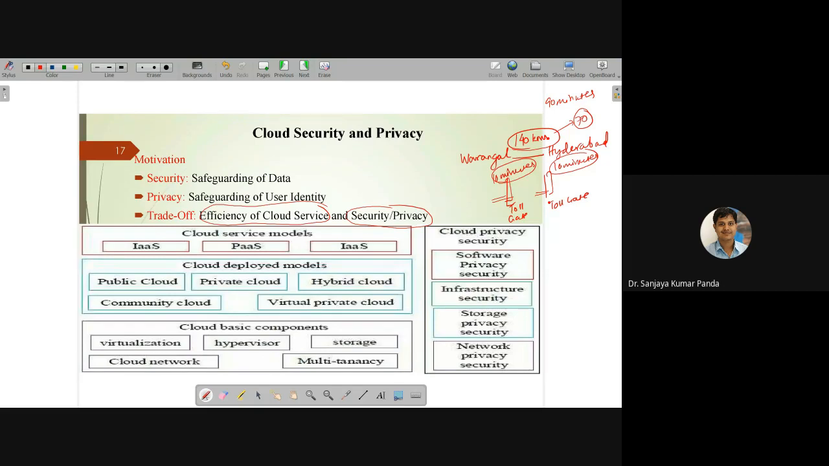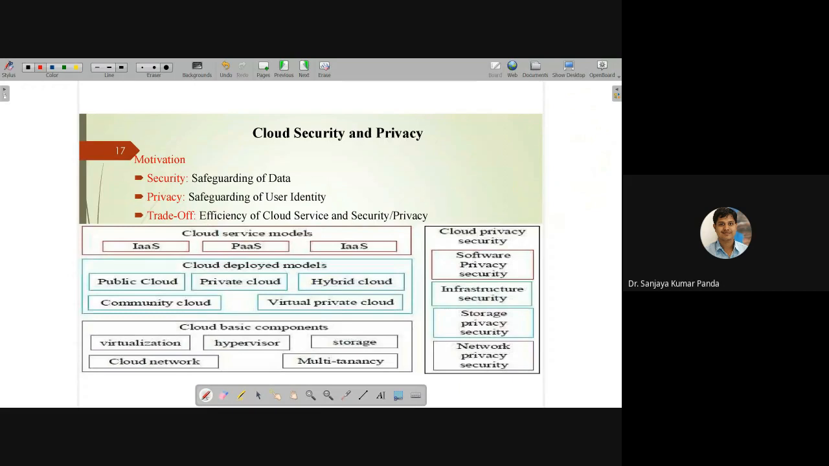So we are looking into the efficiency of the cloud service. Efficiency of the cloud service means you want to cover 140 kilometers in 70 minutes. That is the efficiency of the cloud service. But you are not able to do it. Why? Because there are some security and privacy policies we have. We have check gates. We have toll gates. Because of that, we cannot reach our destination within our stipulated time. So always there is a trade-off with respect to efficiency and security and privacy.